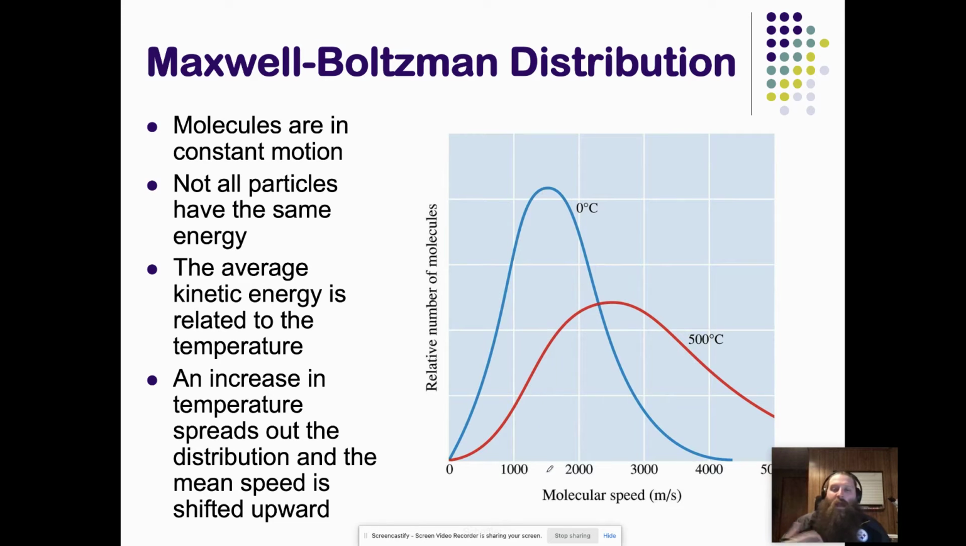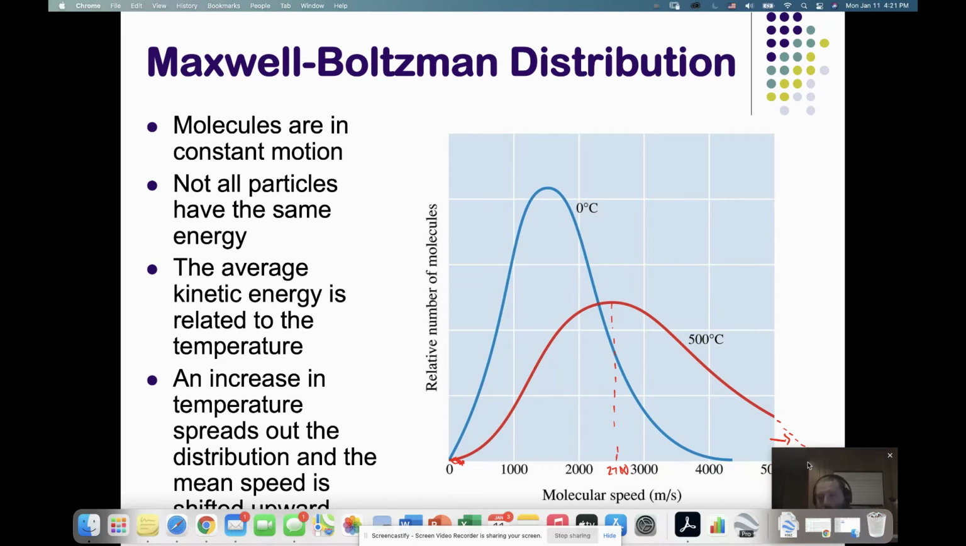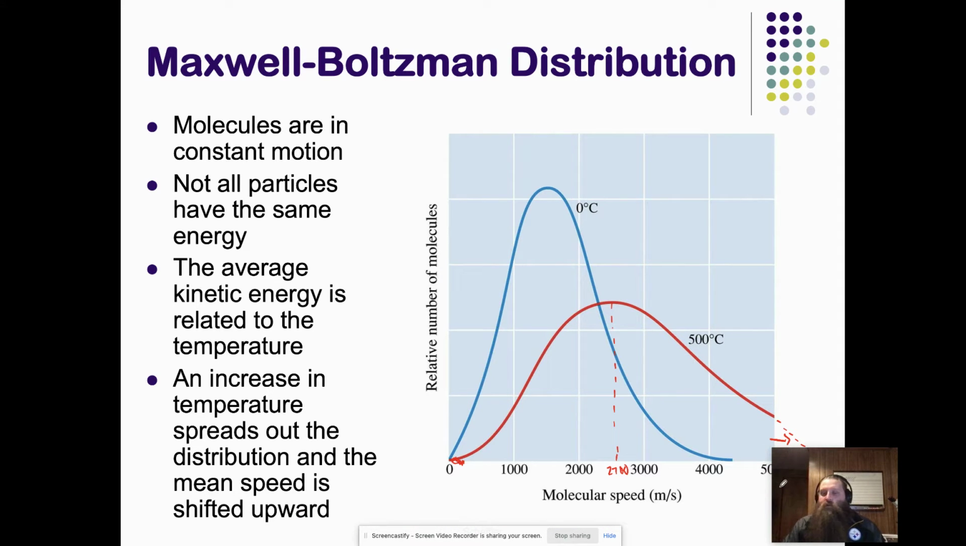Now, if you add heat, then you take the curve and you stretch it, like you literally pull it out. And when you pull it, the top is going to drop, all right? And it's going to flatten out the curve. And so at 500 degrees Celsius, the average molecular speed, we'll say, is 2,700. You still have a couple molecules that are moving very, very slow. You have quite a few molecules, right, that are moving even faster than 5,000 meters per second.